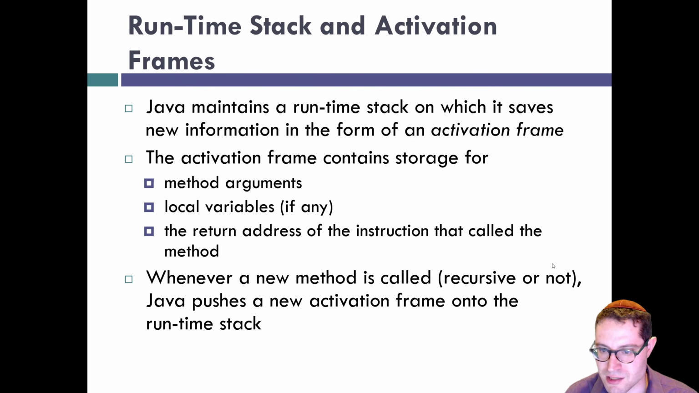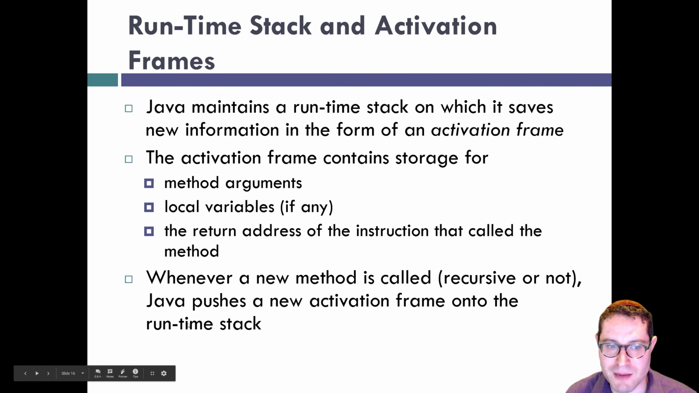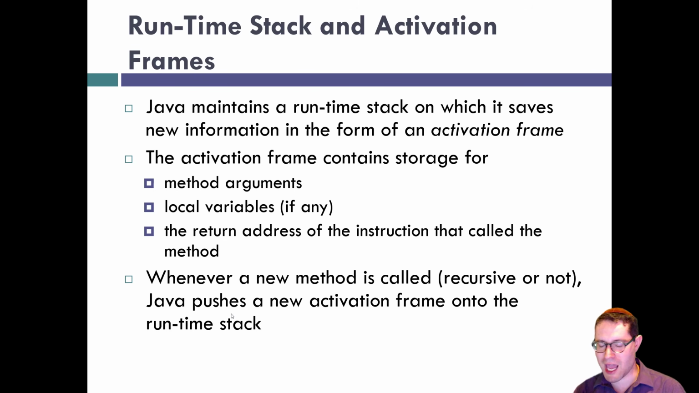Whenever a method is called, whether or not it's recursive, we push a new activation frame onto the runtime stack. So if you have method main, which calls method A, which calls method B, B will have the return address of how to get back to the A function, and A will have the return address of main so that it can get back.